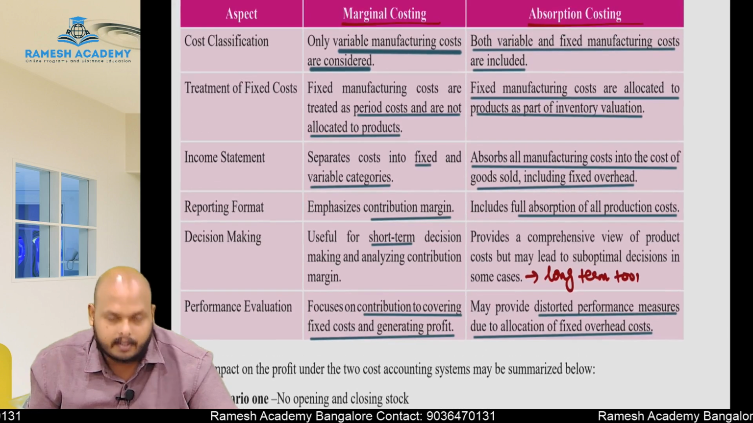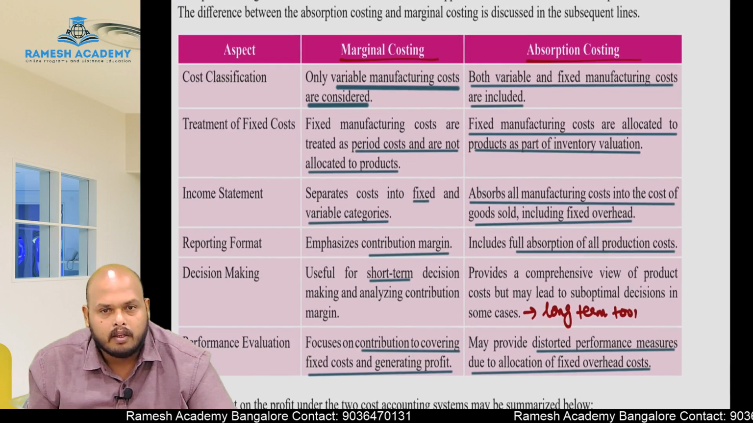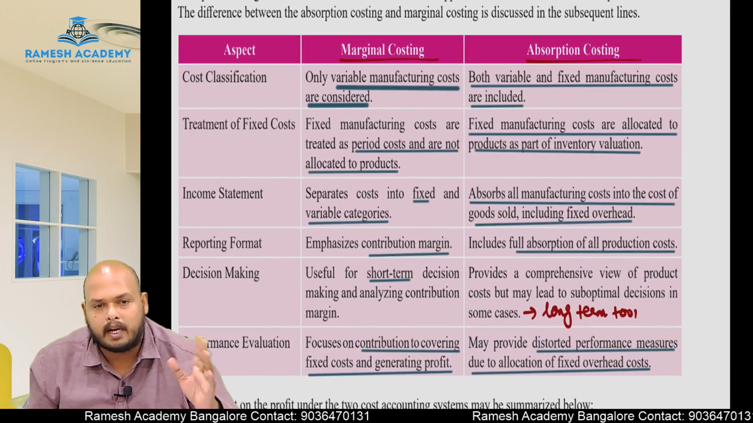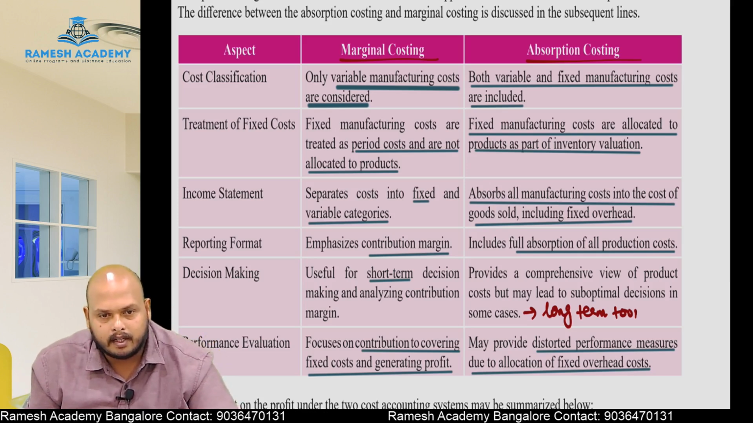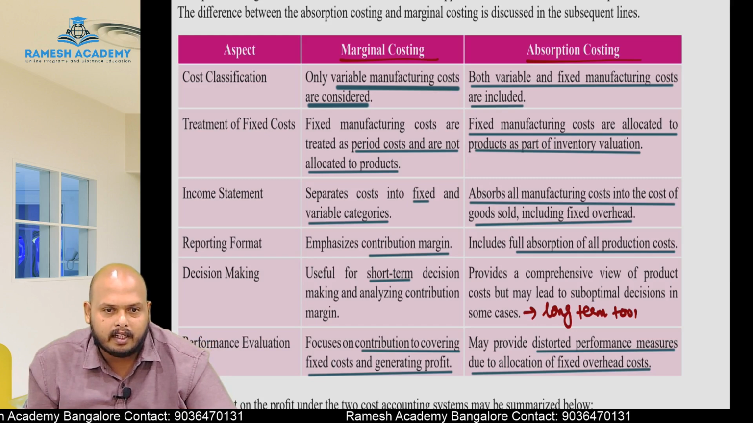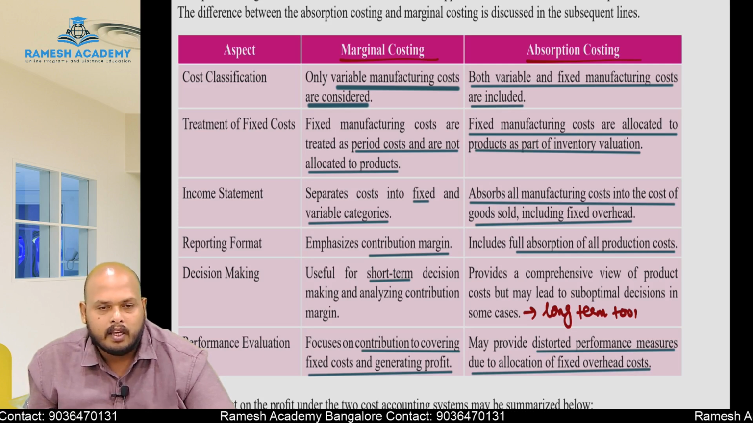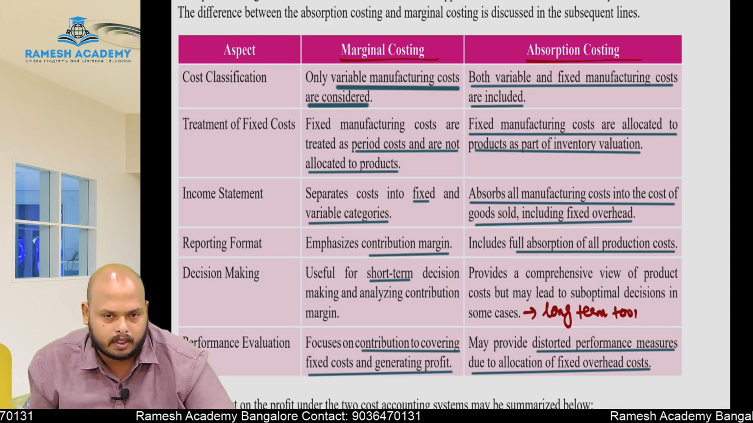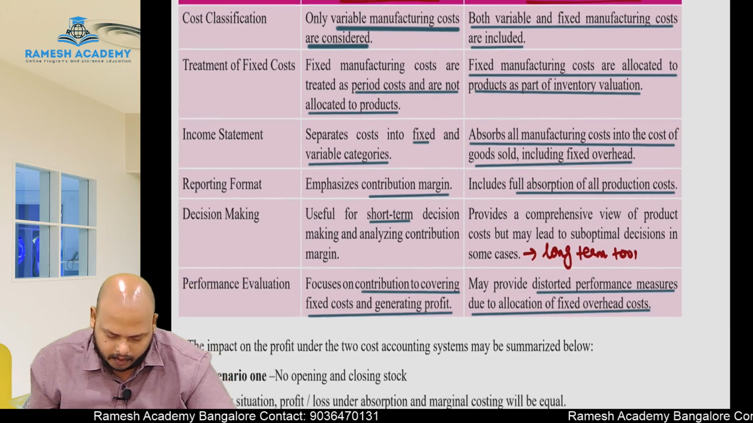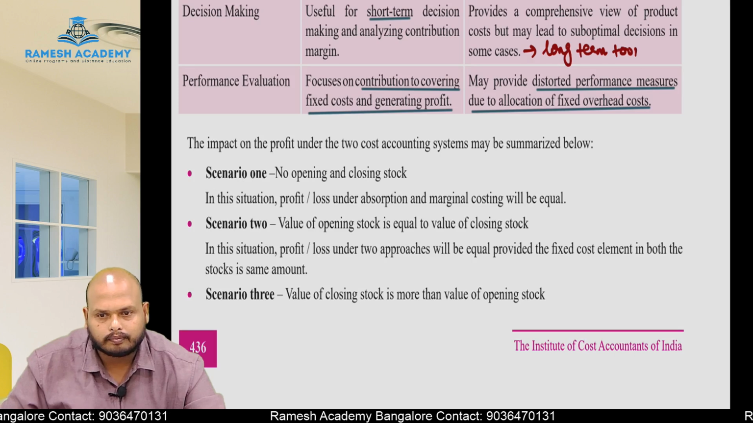So these are the differences between marginal and absorption costing. In the case of marginal, we consider only variable cost, whereas in the case of absorption, we consider both. Marginal mainly focuses on contribution margin, while absorption absorbs all the cost. One is short term and the other is long term. These are the major differences between marginal costing and absorption costing.